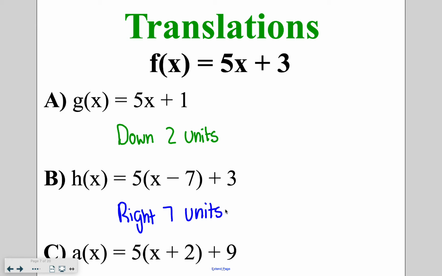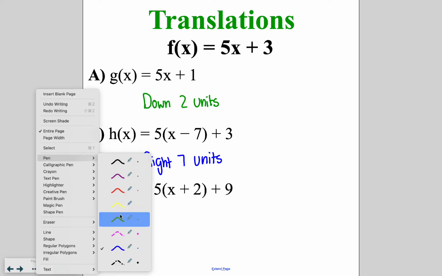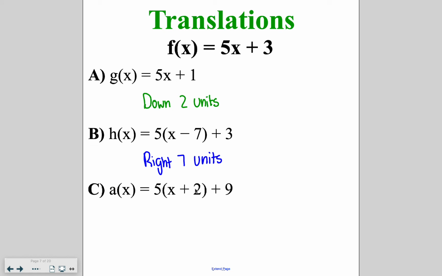You can do both movements within one problem. So if we look at this last example, a of x is equal to 5, and then in parentheses, x plus 2 plus 9, we have a value attached to x, and our final number is also changed. So this number attached to x is our horizontal movement. Because it is a positive or plus x, we are moving left 2 units. And then I need to look at the final number, which is 9, and say, how did I get from 3 to 9? And I did that by going up 6 units.